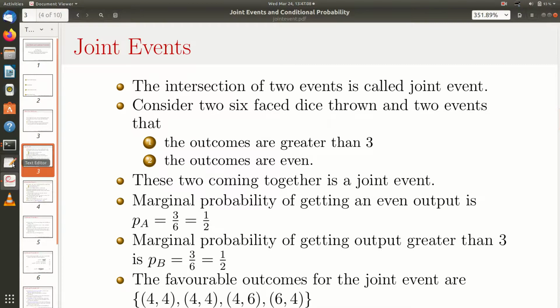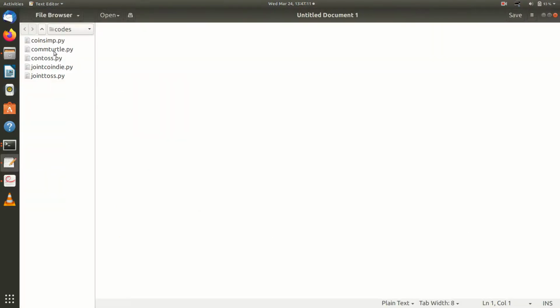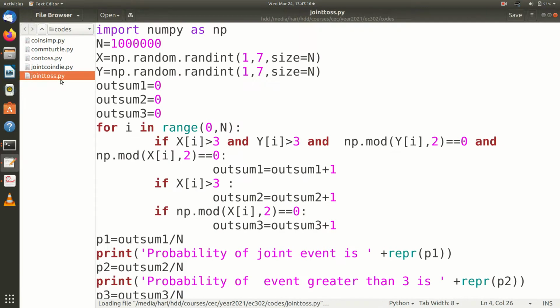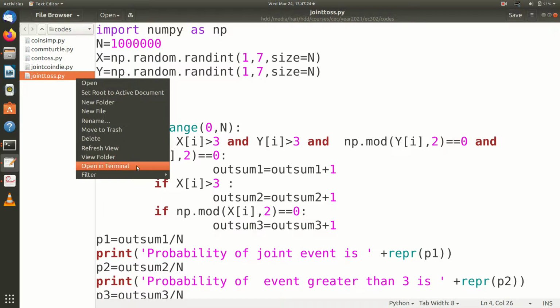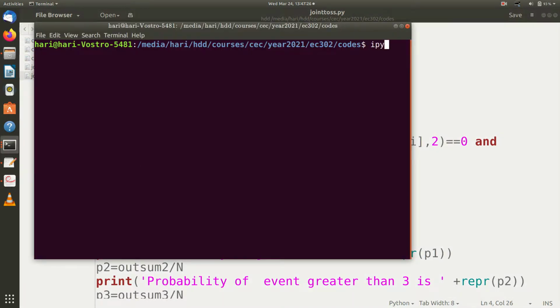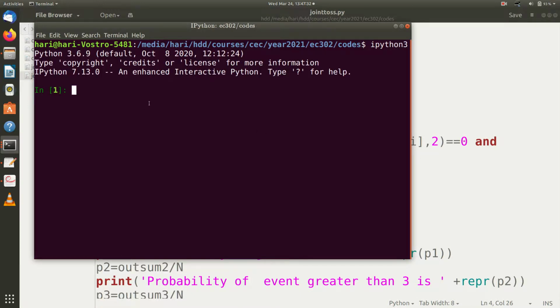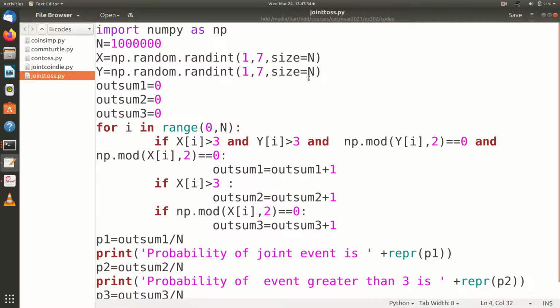So here I have these Python codes. Let me see which one is that. I have a joint toss experiment here. See here, I import my NumPy. I open a terminal here. I write IPython 3. I use Python 3. Okay, so this is my console. And here, if you look into this code, I import the NumPy module, or the numerical Python module, as np. Then I select some tosses, say I will keep it at 1000 for simplicity.